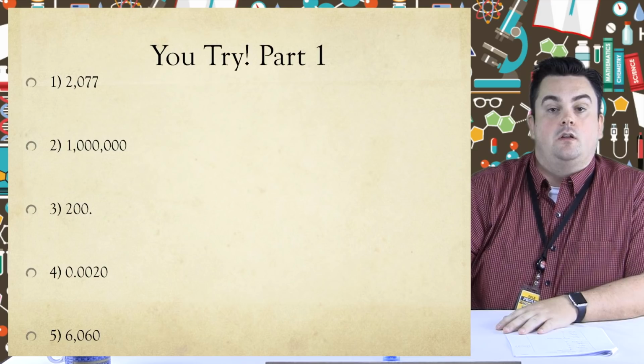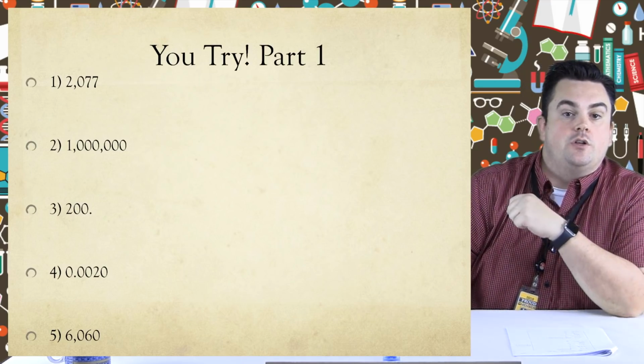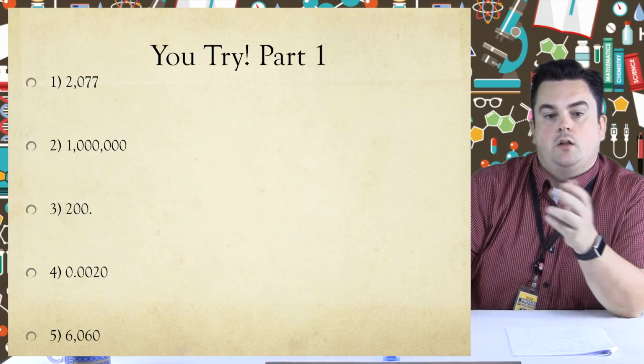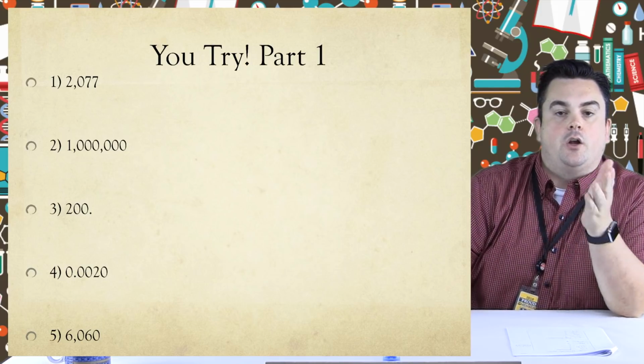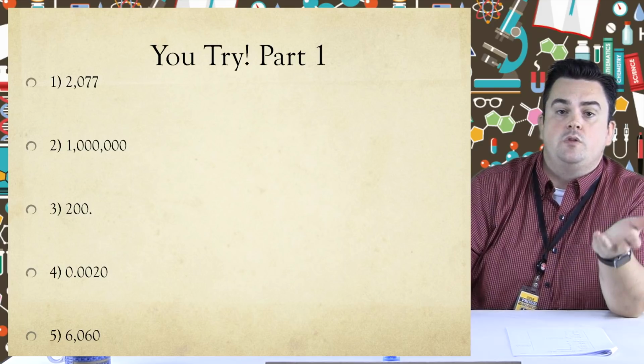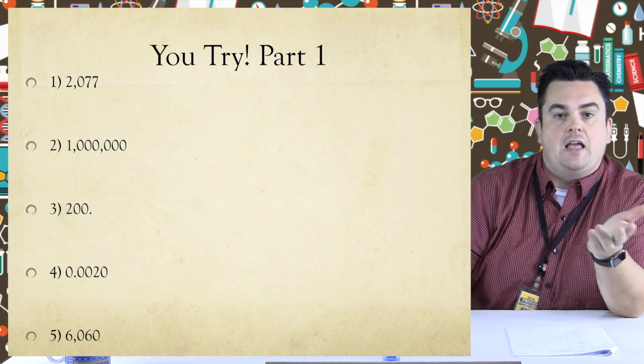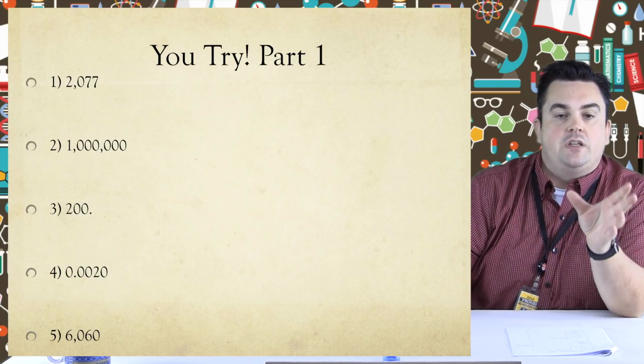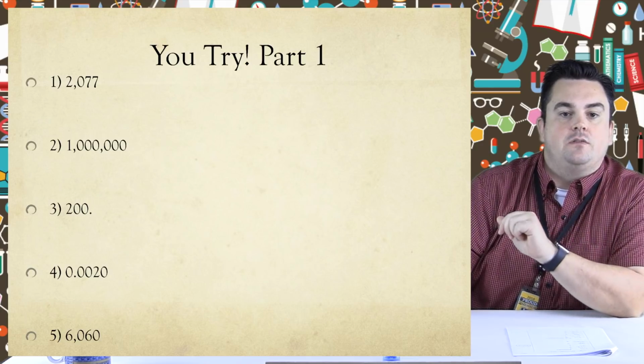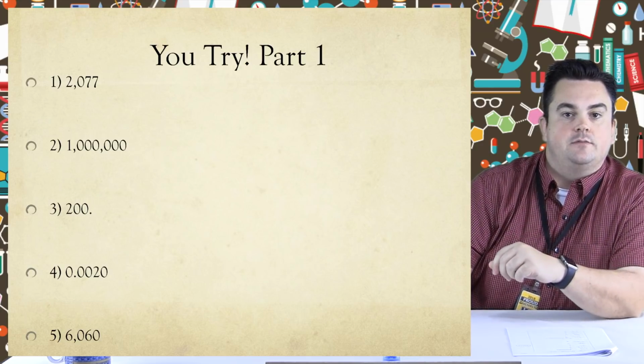Perfect. Okay, ladies and gentlemen, now it's your turn. You try part 1. There's 5 examples here. You're gonna go through each one of these, follow the rules, bookend your non-zeros, use your N-A and double D, and please write down how many significant figures each one of these numbers has.